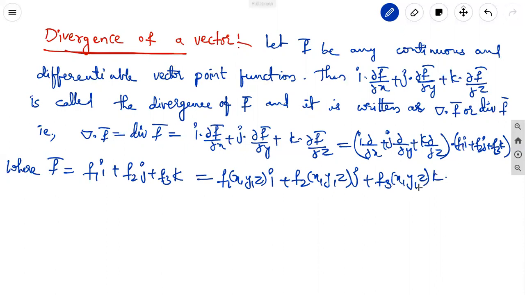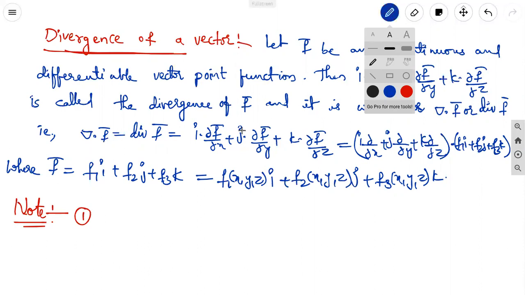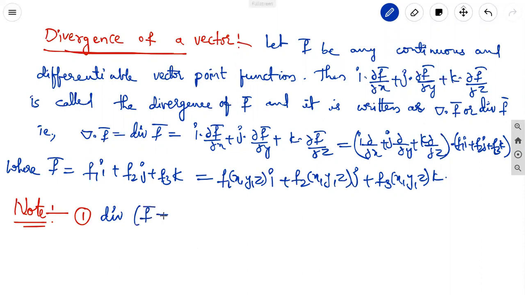Simply we can say that the dot product between the vector operator and the vector point function is said to be the divergence of the vector. In the sum properties we have to remember, let it be note 1. Note 1 means the first formula: divergence of f vector plus or minus g vector is equal to div f vector plus or minus div g vector.